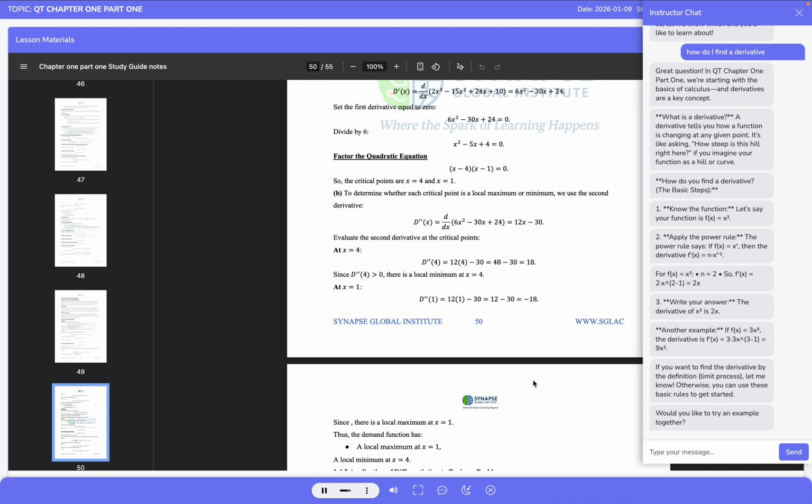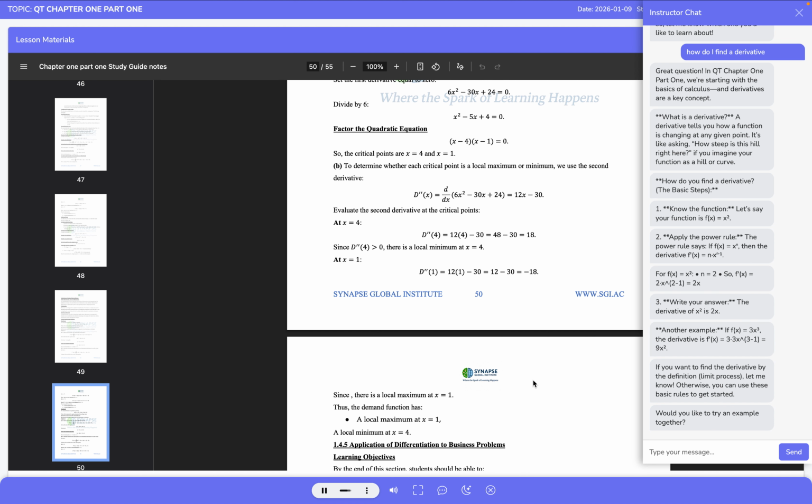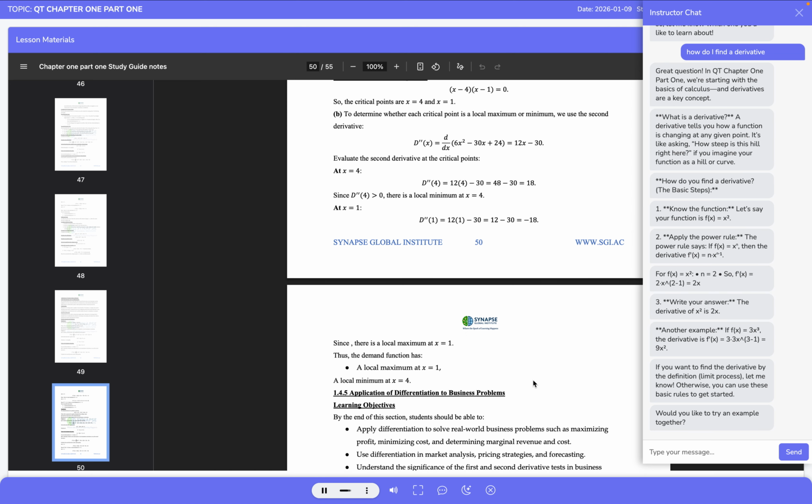The second derivative is 12x minus 30. Substituting x equals 4 gives 18, which is positive, so there is a local minimum at x equals 4. Substituting x equals 1 gives negative 18, which is negative, so there is a local maximum at x equals 1. This tells us that demand reaches a local maximum at x equals 1 and a local minimum at x equals 4.